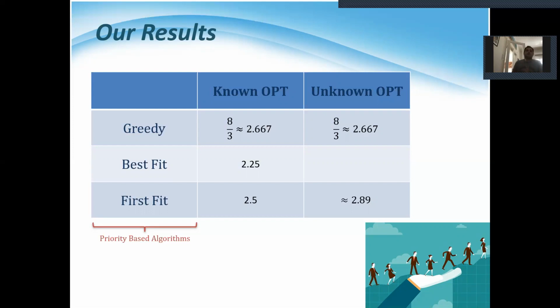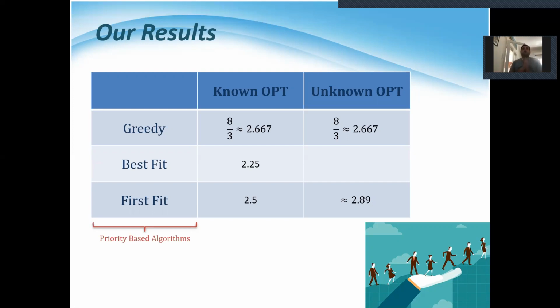One example of a priority-based algorithm is best fit, as we define it. And for the non-opt case, we show that we can improve the competitive ratio to 2.25. We also use this scheme to analyze first fit, specifically to show that first fit for the non-opt case is 2.5.